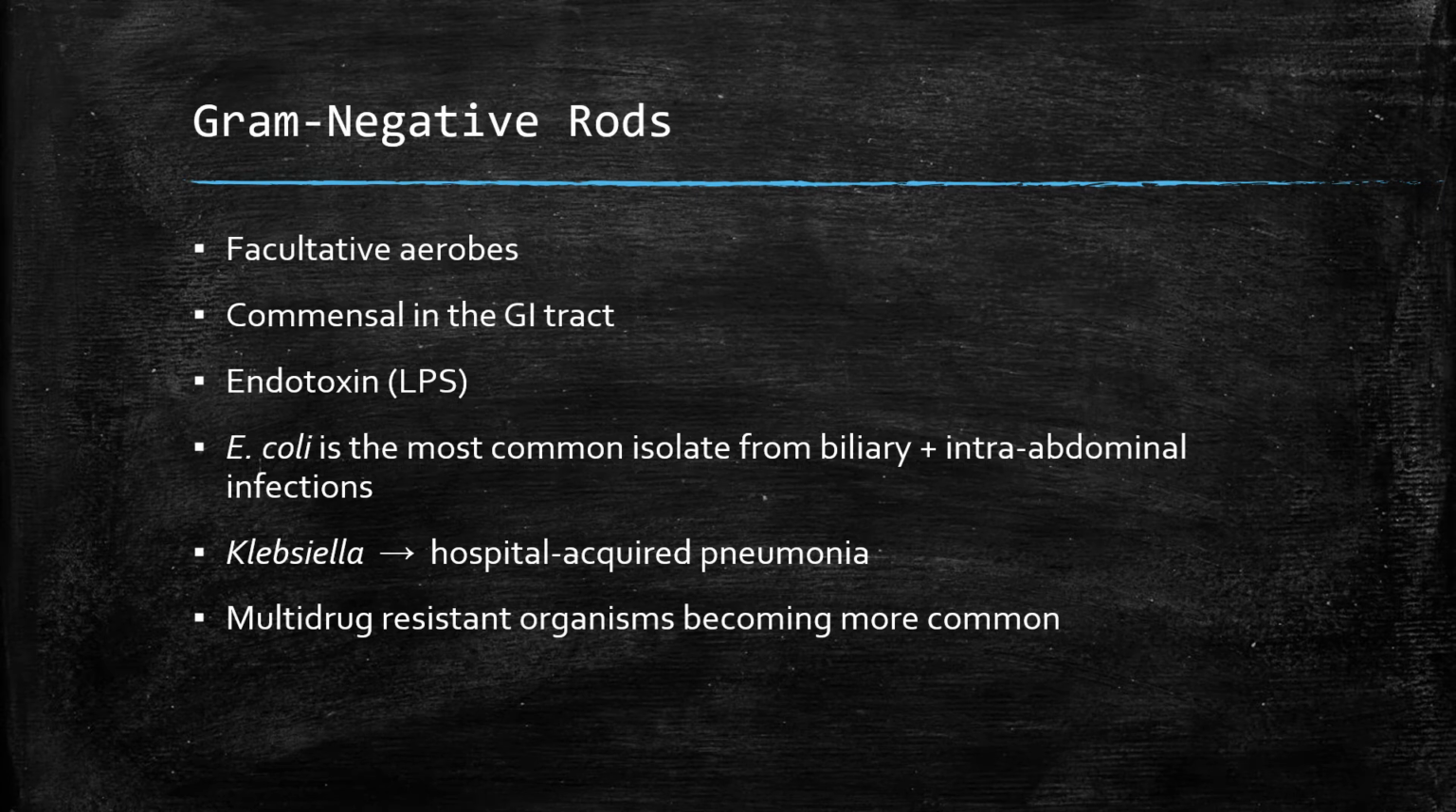Gram-negative rods are facultative aerobes that are found throughout the entire GI tract. Since they contain endotoxin, they are a clinically important cause of septic shock. E. coli is by far the most common isolate found in biliary and intra-abdominal infections, whereas Klebsiella is a common cause of hospital-acquired pneumonia. Gram-negative infections are becoming more difficult to treat because of the emergence of multi-drug resistant organisms.